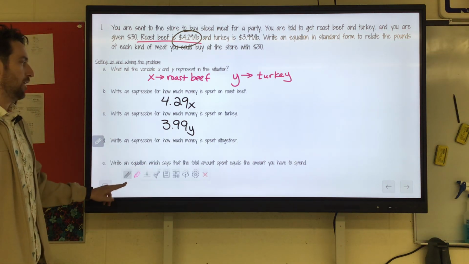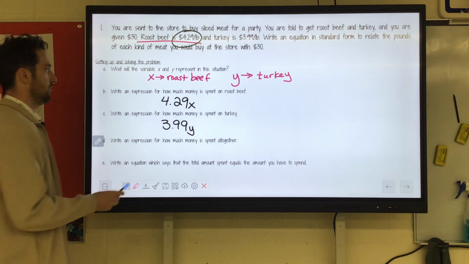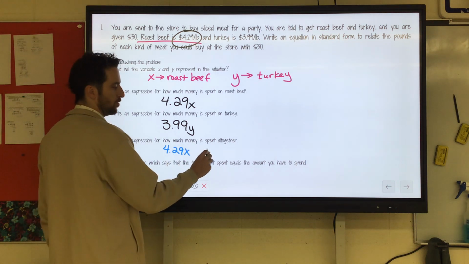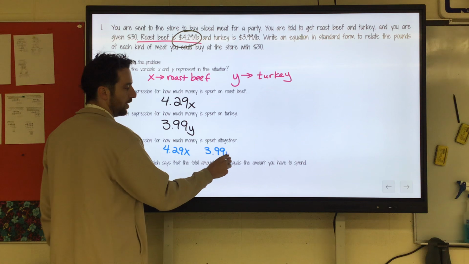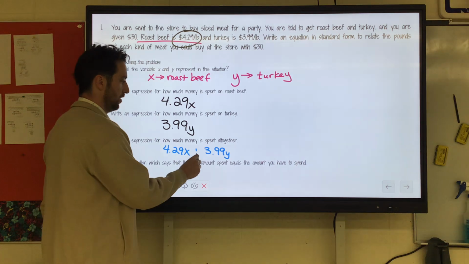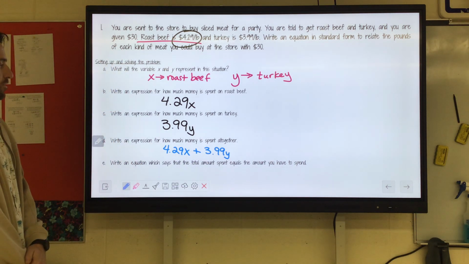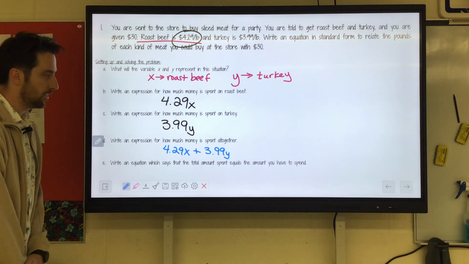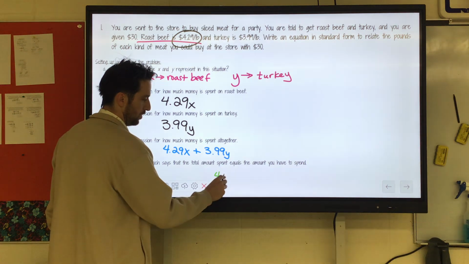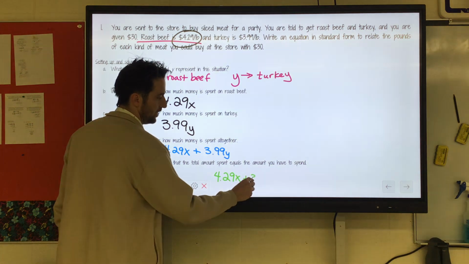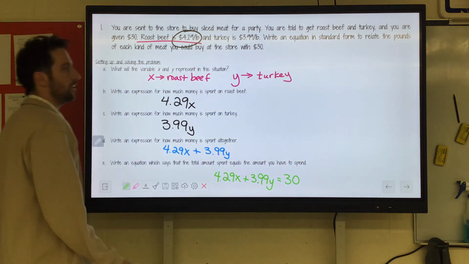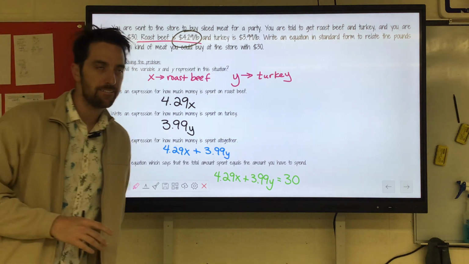Write an expression for how much money is spent altogether. So here's how much we're spending on roast beef, 4.29x. Here's how much we're spending on turkey, 3.99y. If we want to know the total amount, we would add those two values together. Write an equation which says the total amount spent equals the amount that you have to spend. So it's going to be this same setup, 4.29x plus 3.99y equals the total amount of money we have, $30. Not too bad, right?